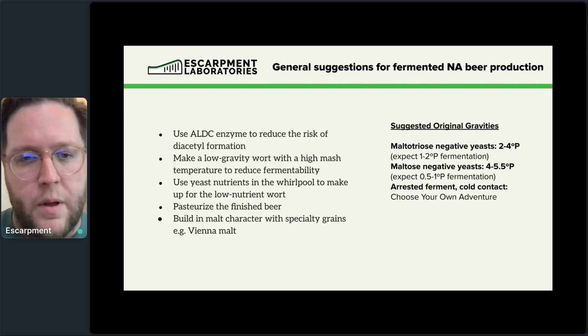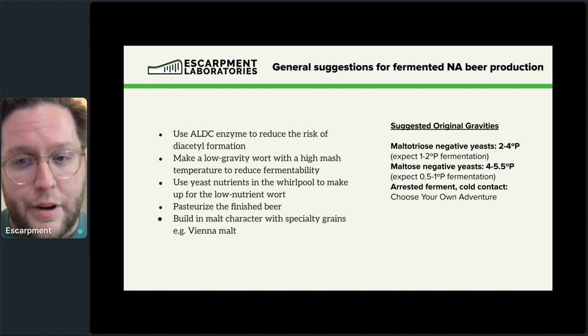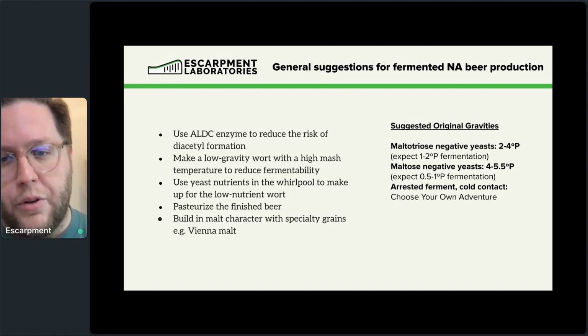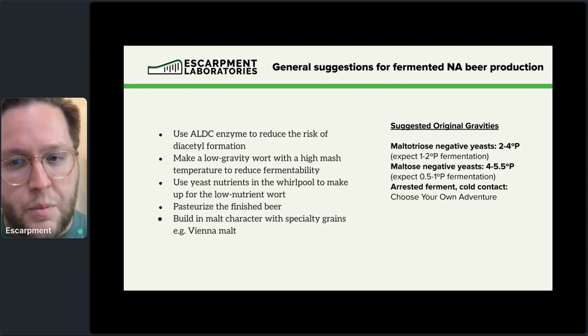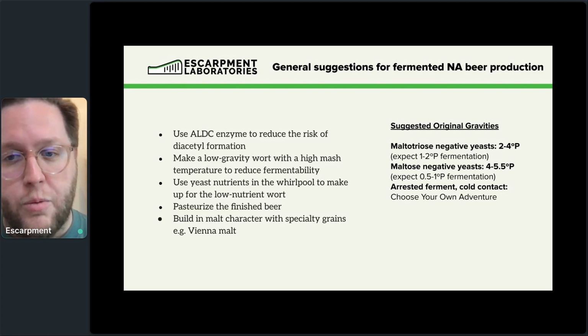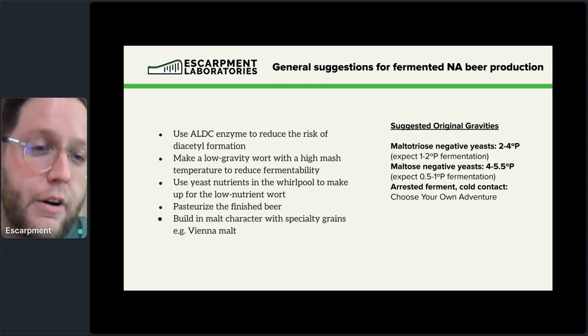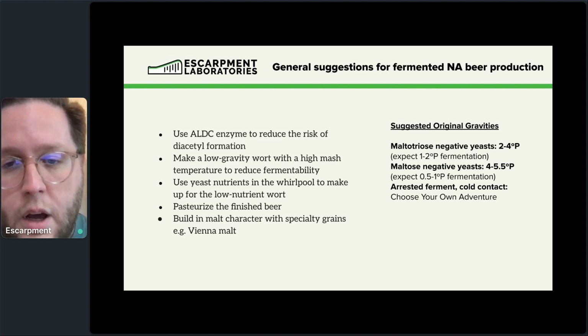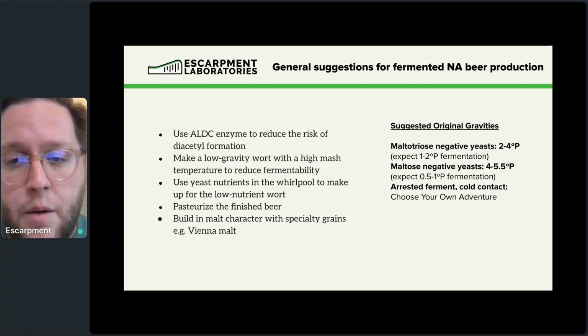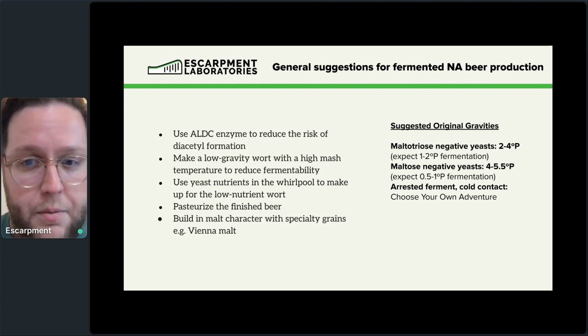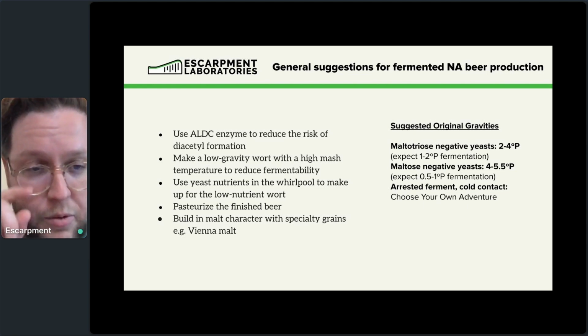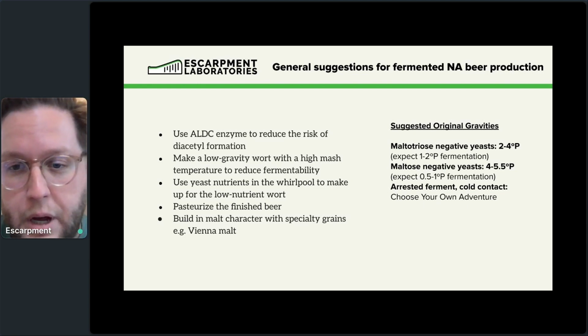In general, you're making a low gravity wort with a high mash temperature to reduce the fermentability. I've got some suggestions on the right-hand side. For the maltotriose negative yeast, you want a lower starting gravity than a maltose negative yeast because you're going to get more fermentation. So you've got to keep that in mind. That does limit what you can do, right? A lower starting gravity wort is also going to mean less malt character, thinner, all those risks, right? With the maltose negative yeast, you'll get a more limited fermentation. So you can do a higher gravity, meaning you can get more malt content and therefore malt flavor into the beer, and sometimes make something that's perceived as a little bit more substance and body.